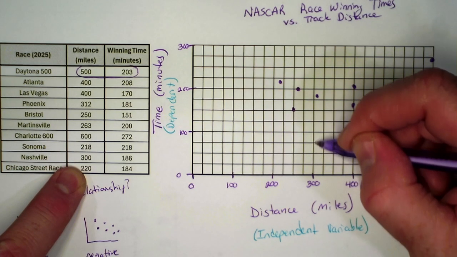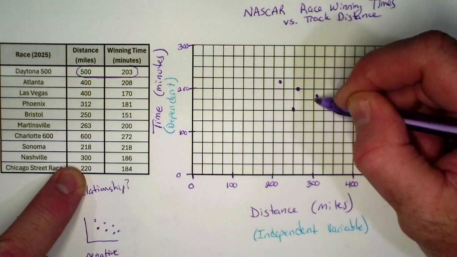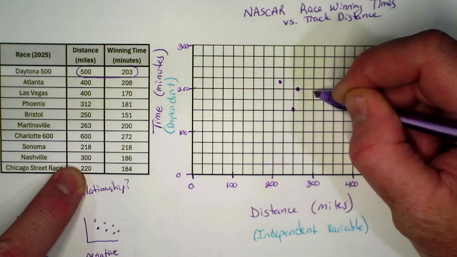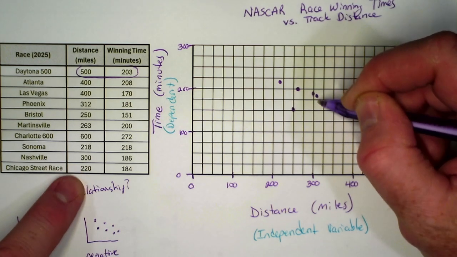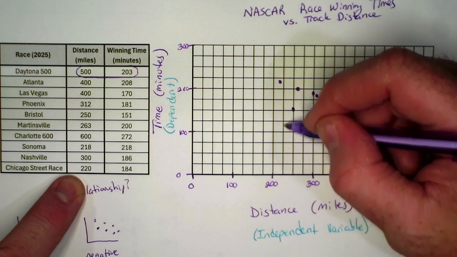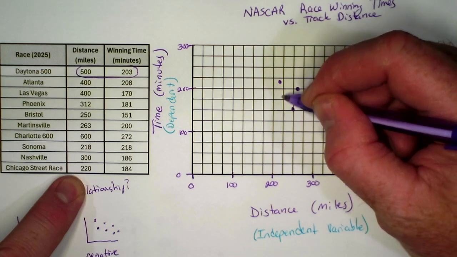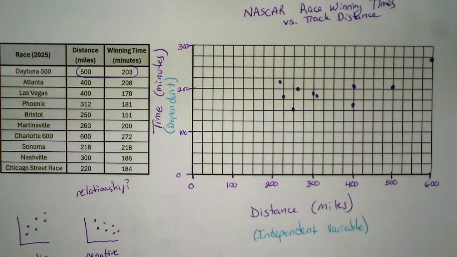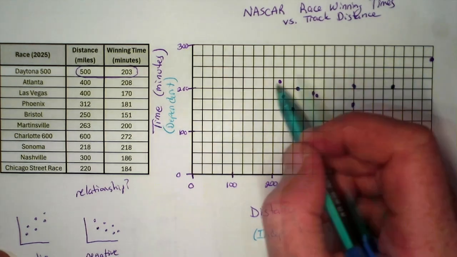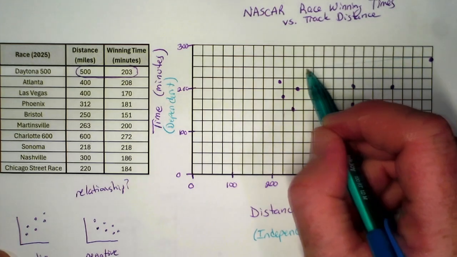300 miles and 186, which is just probably a little higher than that other one there. And then 220 and 184. Okay, so it takes a little time to plot these, but then the idea with these is we would look for one single line that kind of best describes the trend that we see here.